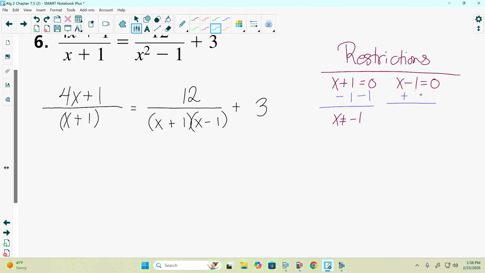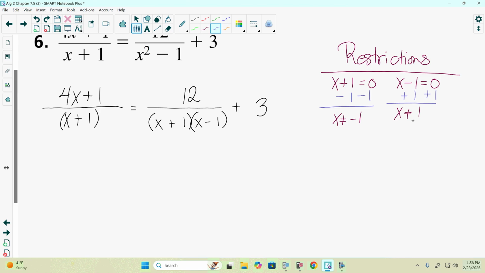Our x minus 1, we would need to add 1 to both sides. And that's telling us if x is equal to positive 1, we'd have a division by 0. It does not work. So for us here, x cannot be negative 1, and x cannot be positive 1. Questions on this here?